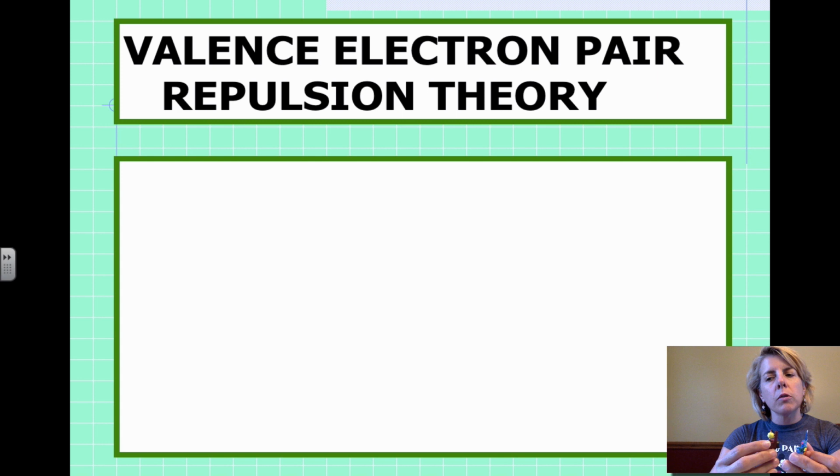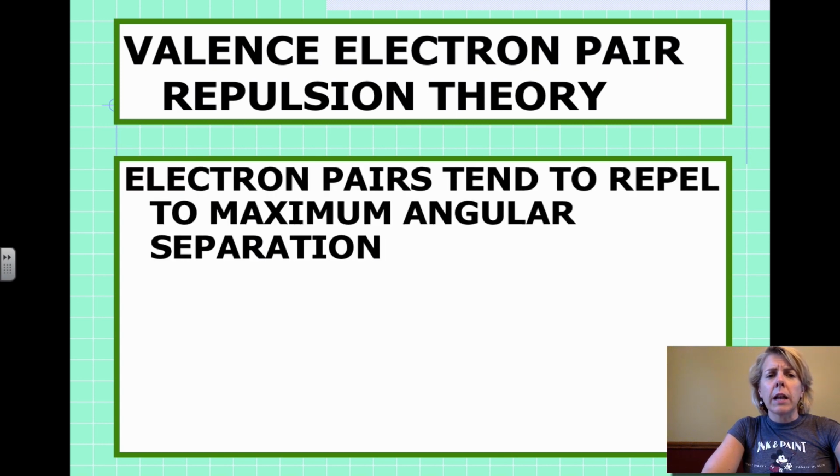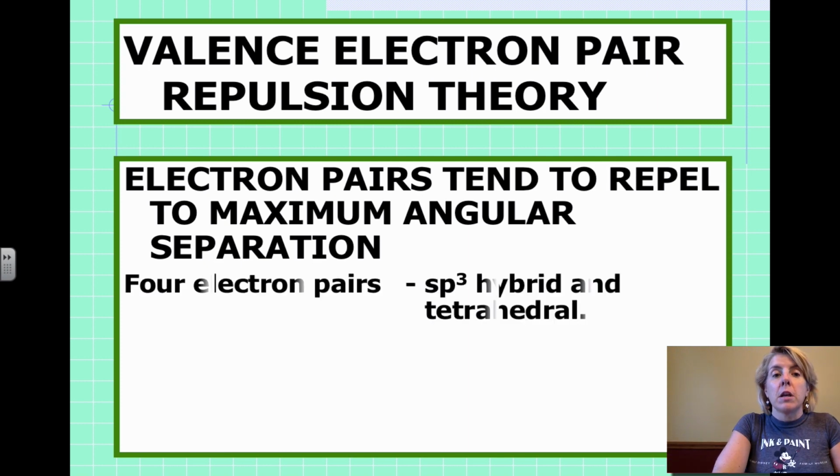Well, that's similar to what we witness with electron pairs. So when we're looking at electron pair repulsion, the electrons that are surrounding the atom, they actually cause the atoms to move in certain directions. And we notice that they have an angular separation.